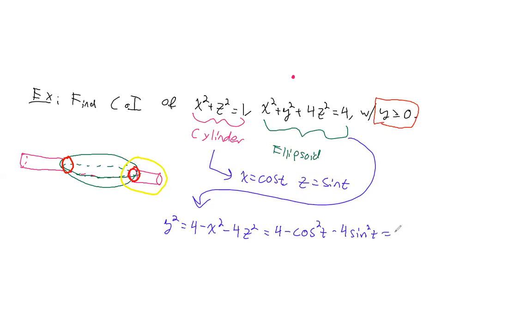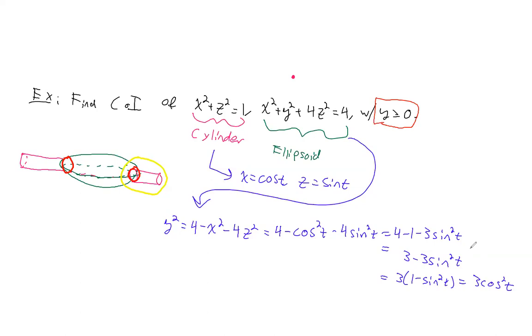You can clean that up quite a bit using the fact that cosine squared plus sine squared is 1. So this becomes 4 minus 1 minus 3 sine squared of t. Or in other words, 3 minus 3 sine squared of t. Or even more in particular, if you really want to be nifty with this, that's 3 times 1 minus sine squared of t. Or in other words, 3 times cosine squared of t, if you really want to get fancy.